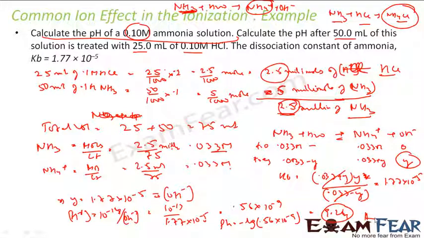A little tricky here. The trick here was, the moment you add HCl to it, it has consumed the OH minus from here and created NH4 plus also. So when we are starting this reaction, we are assuming that NH3 has this value now, and NH4 plus also has this value now. Initial concentration. Correct.